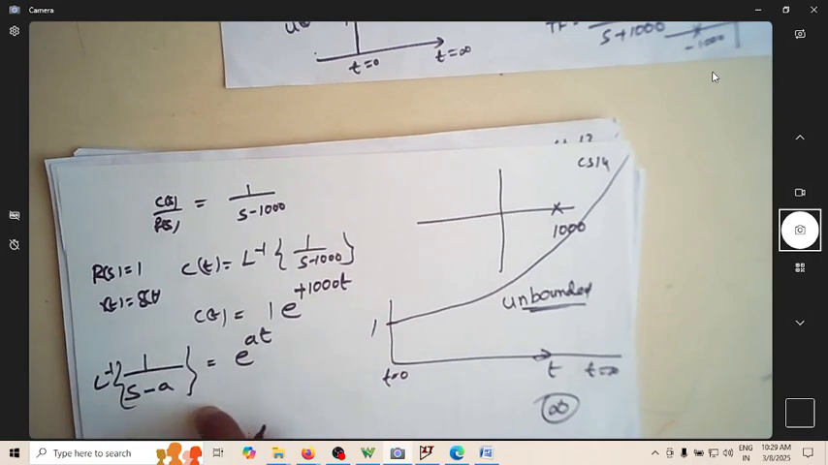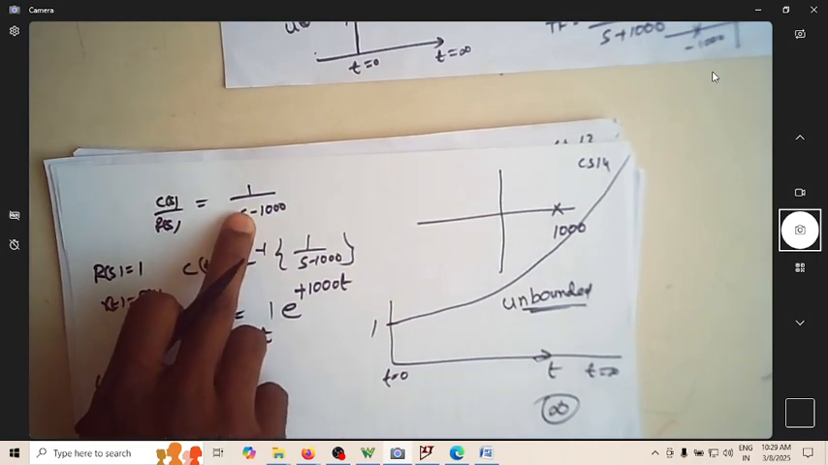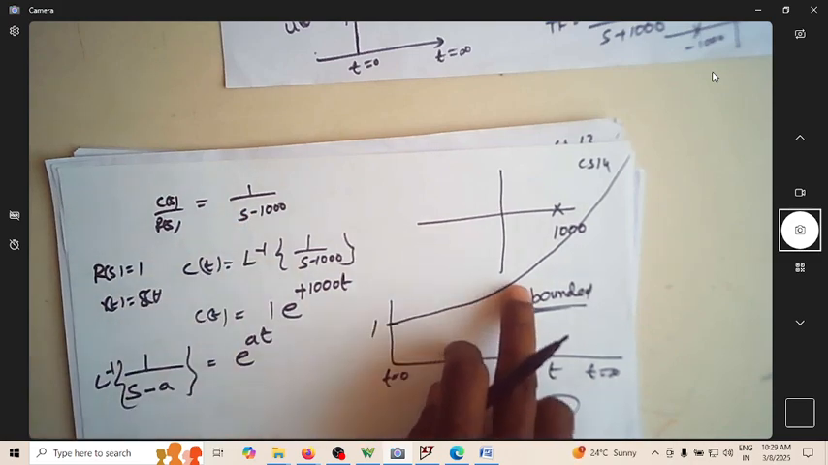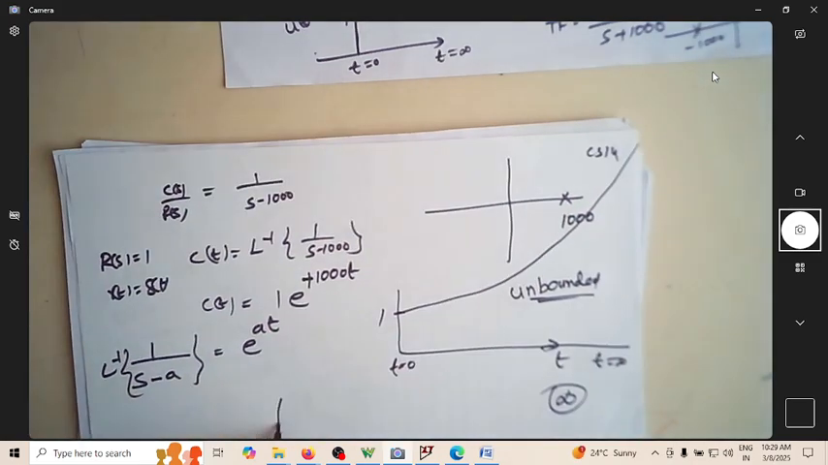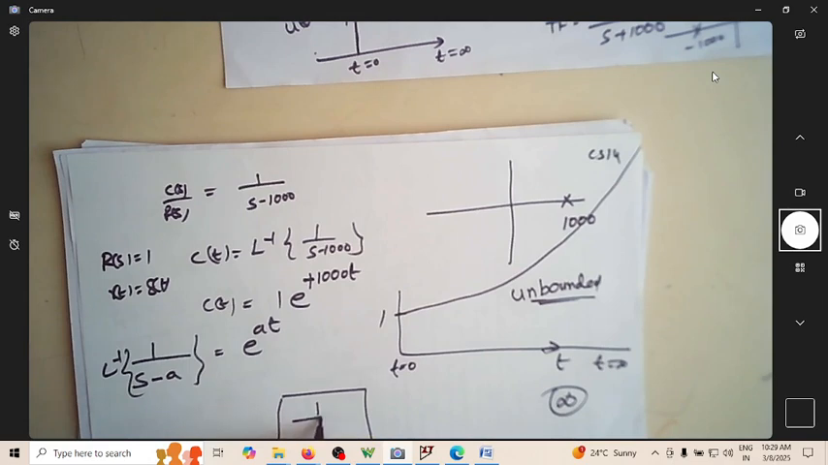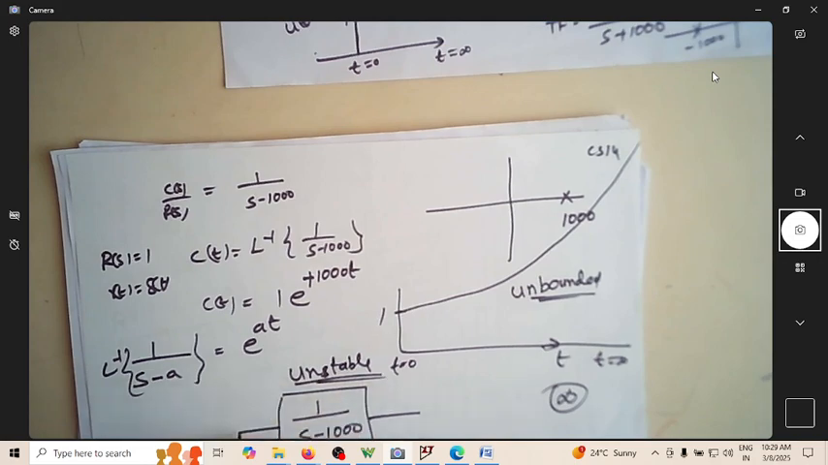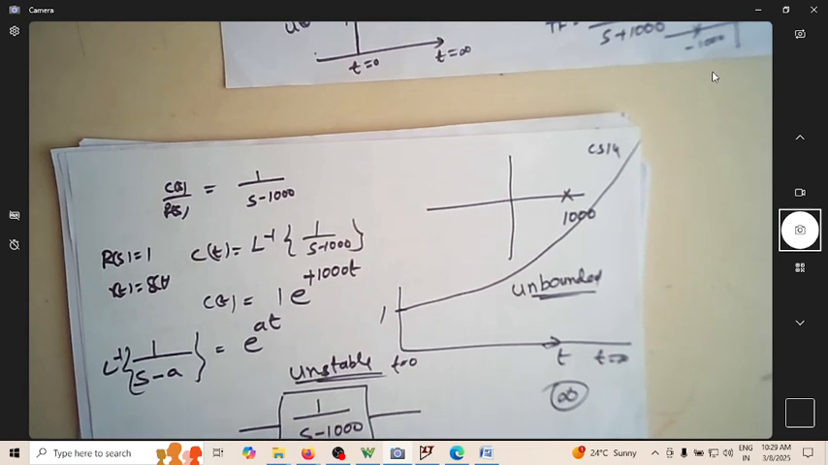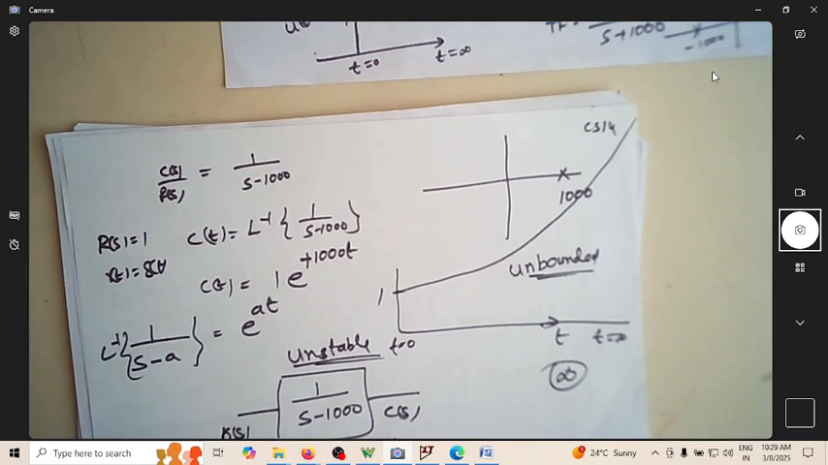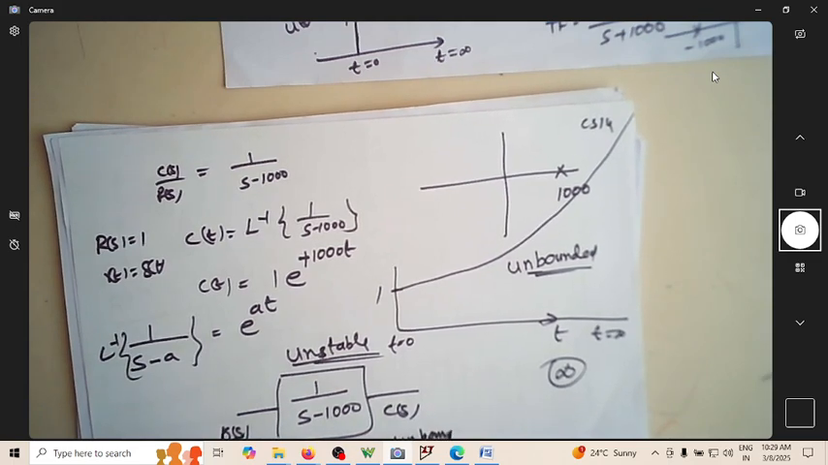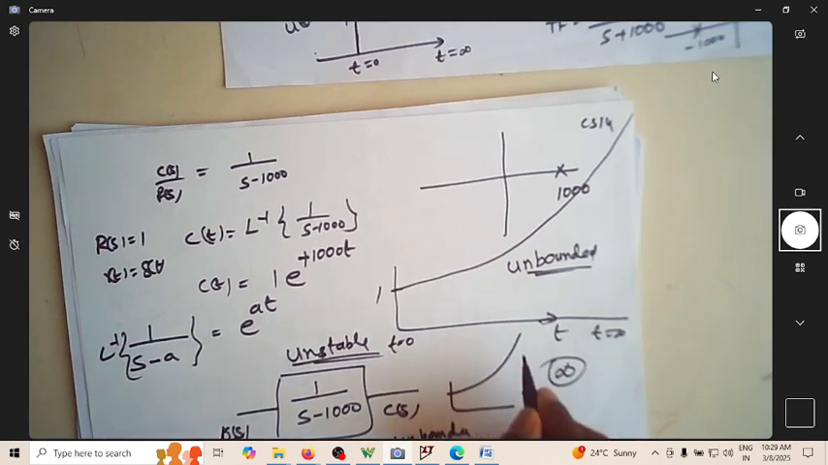So you have given a bounded input for a transfer function like this, but the output is unbounded. So a system having a transfer function like 1 over s minus 1000 is an unstable system. So this R(s) is bounded, but C(s) is unbounded, because it keeps increasing like this.